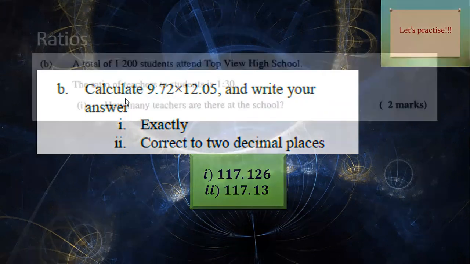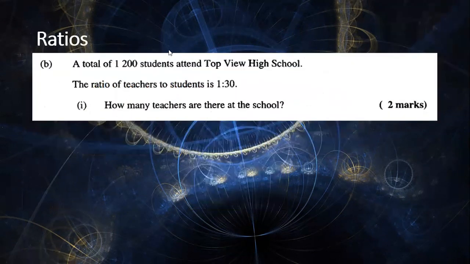All right, let's continue. Let's look at ratios, because ratios is on the topic for CSEC this year. So it says a total of 1,200 students attend Topview High School. The ratio of teachers to students is 1 to 30. How many teachers are there at the school?